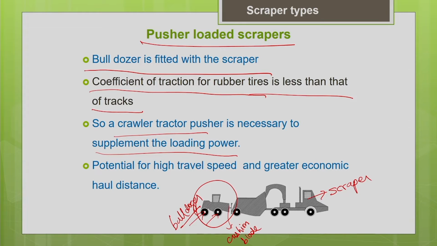By taking the help of the pusher, I am able to reduce the cycle time of the scraper because the loading time gets reduced, and I can also increase the productivity of the scraper. Basically, all conventional scrapers are pusher loaded scrapers. They have the potential for high travel speed because power is supplemented with the help of the pusher, and the economic haul distance is also relatively higher for this kind of pusher loaded scraper.